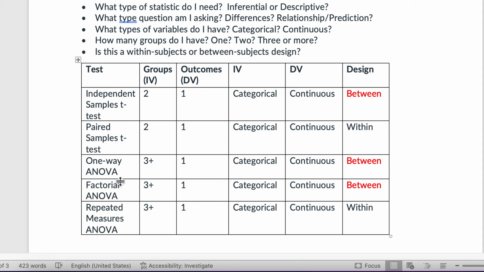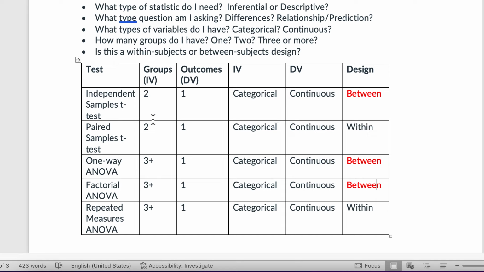So that's a within subjects design, and the same thing with a repeated measures ANOVA. So the different types of ANOVAs we have. Repeated measures is going to be the before and after situations, such as the ones I just mentioned for the paired samples t-test, except you have more groups to compare. Okay, so really important to remember which tests to use, what types of designs they are. So independent samples t-test, for example, has two groups, one outcome variable. The IV is categorical and the DV is continuous.